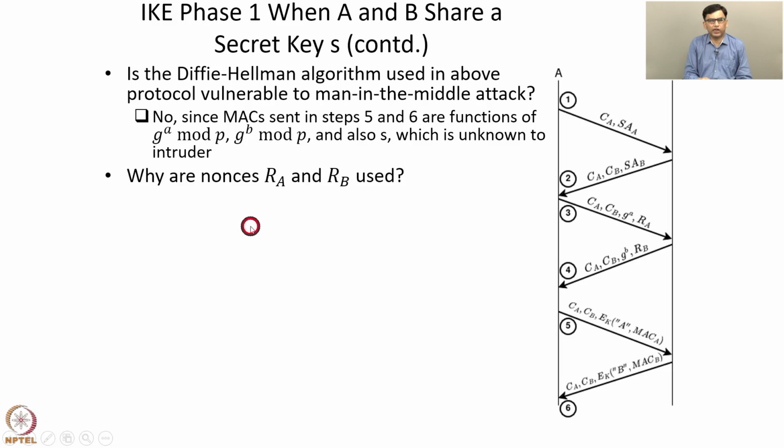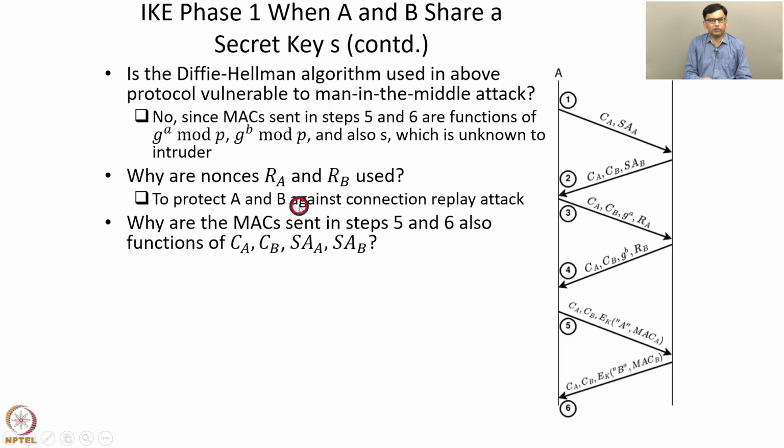Now another question is, why are nonces RA and RB used? RA defends A against connection replay attacks, and RB defends B against connection replay attacks. The use of nonces is similar to the use in the SSL handshake, which we discussed in an earlier lecture. For the same reason it is used, namely to protect A and B against the connection replay attack.